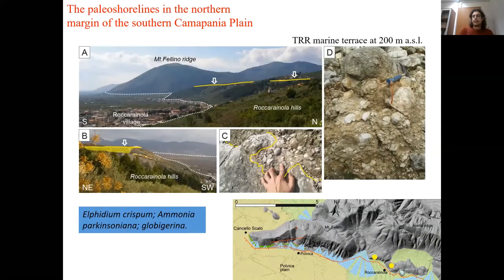This is the only area with some geomorphological evidence of marine reshaping. In fact, as you can see here, there is a wide flat surface interpreted as a marine terrace at around 200 meters. It is covered by a thin layer of marine sands, which contains Ammonia parkinsoniana, Globigerina, and Elphidium crispum, so marine specimens.